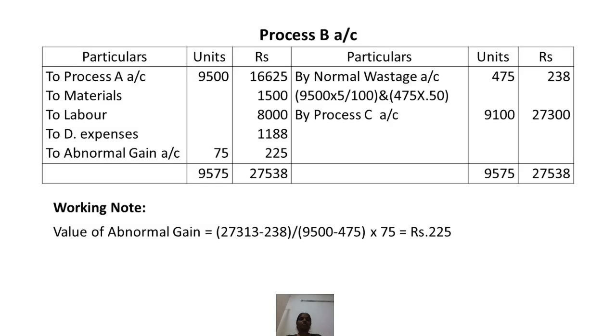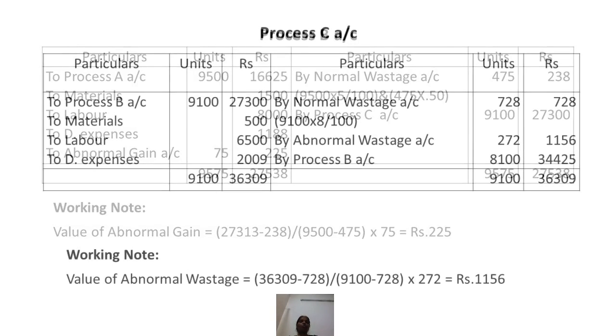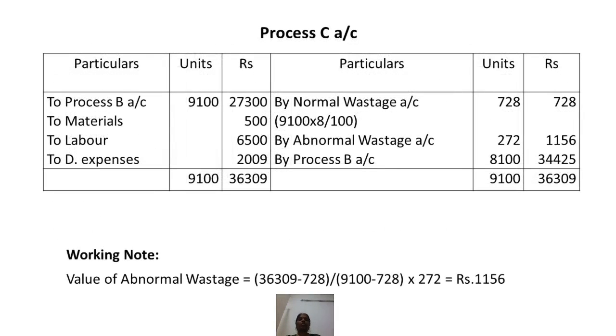We get 27,313 minus 230, that is normal wastage, divided by 9,500 minus 475. We get here 225. This 225 is the amount, and how many units they have got? 75 units. So here 9,575 is the final total for process B account. In the same way for process B, how many units have been transferred from B to C? 9,100. What is the rate? 27,300.